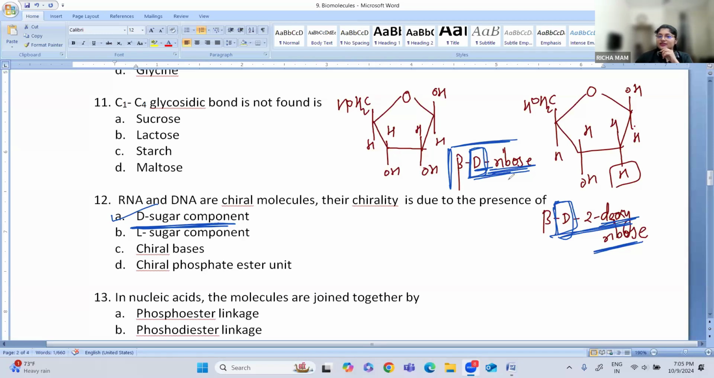You can see they consist of ribose and deoxyribose sugar. So what is the main component here? The D sugar component. Because of that, you can see the chirality.